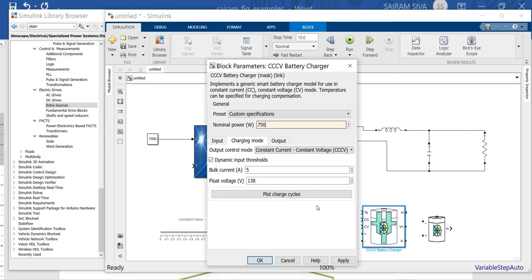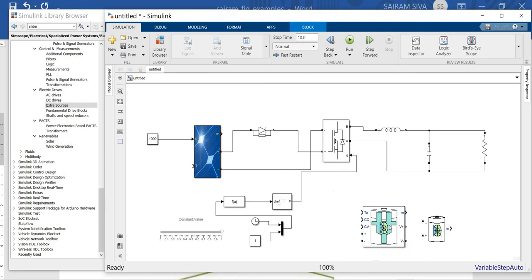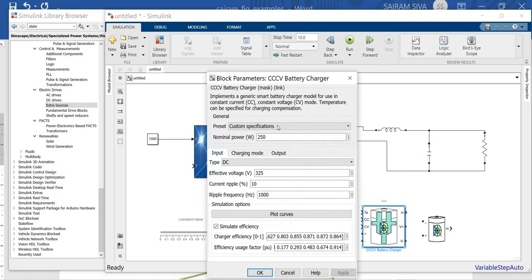That is 750, apply. Suppose if you give 100, you may create some other problem during operation. For that purpose, at least 750 is best, and 250 will also work in the system. This is the custom specification. This is the DC plot apply and the TA values.